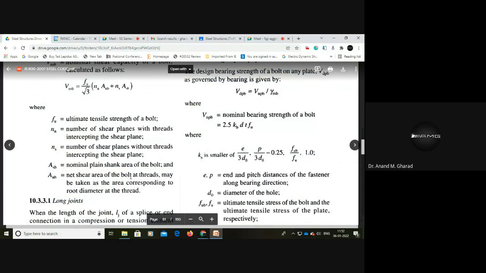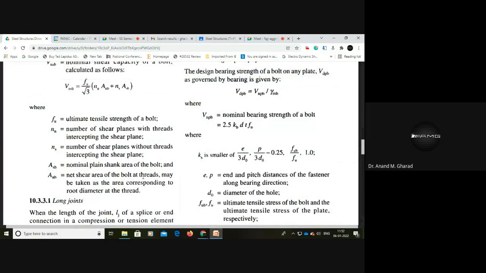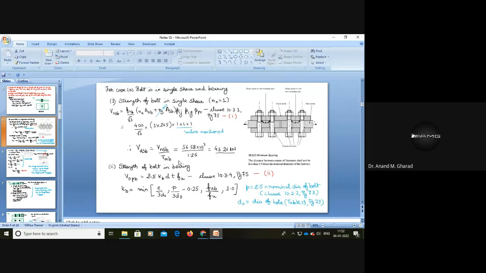So this ANB, as per definition, as you can see what is written, is the net area of the bolt at threads. It is very difficult to identify, right? So what is done? Whatever area you have calculated, how much did it come out to be? 314, no? So the value of ANB is considered as 0.78 times the area of the bolt.